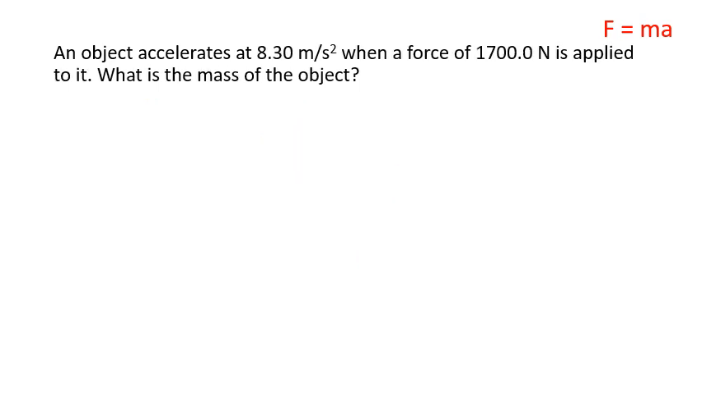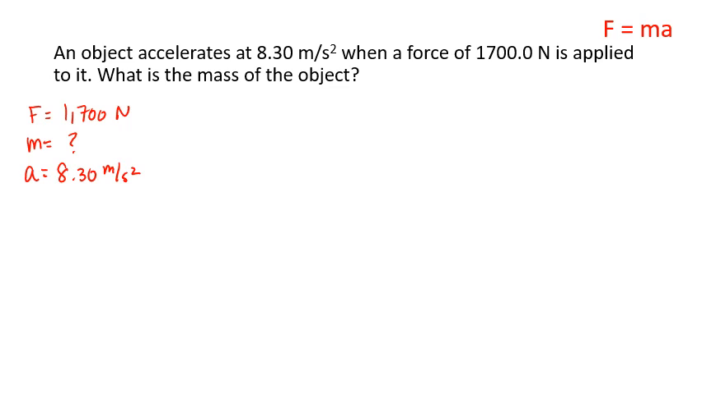An object accelerates at 8.3 meters per second squared when a force of 1700 newtons is applied to it. What is the mass of the object? This is going to be just like the one we just did. Okay, so force, mass, acceleration. Our force is 1700 newtons. Our acceleration is 8.30 meters per second squared, and we are solving for a mass.